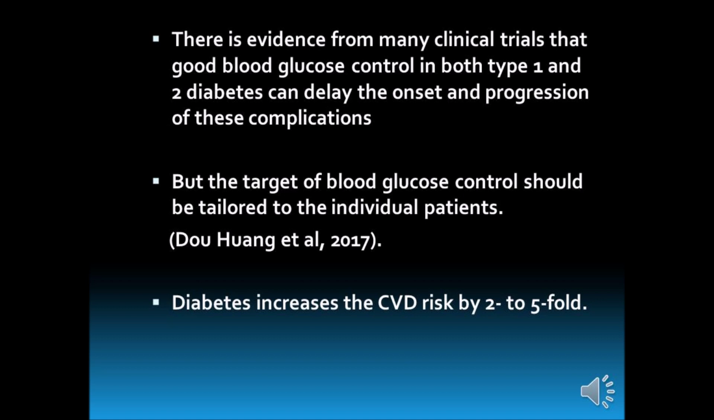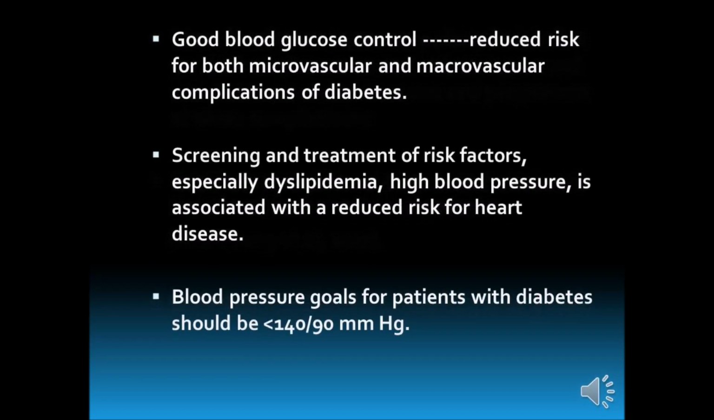Diabetes increases the cardiovascular risk by 2 to 5 fold. So, good blood glucose control leads to reduced risk for both microvascular and macrovascular complications of diabetes. Screening and treatment of risk factors, especially dyslipidemia and high blood pressure, is associated with a reduced risk for heart disease. Blood pressure goals for patients with diabetes should be less than 140 by 90 millimeters of mercury.